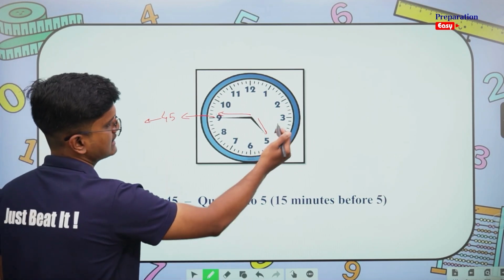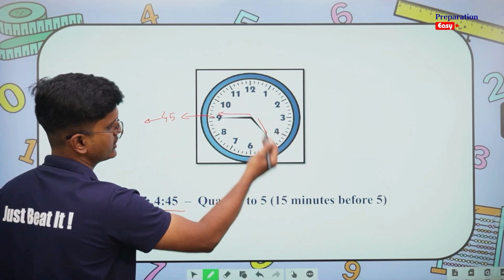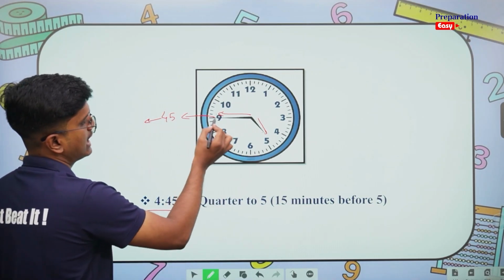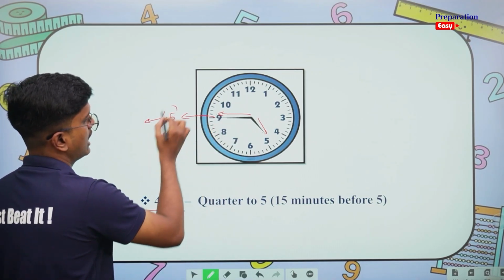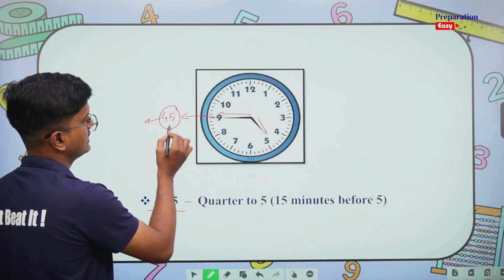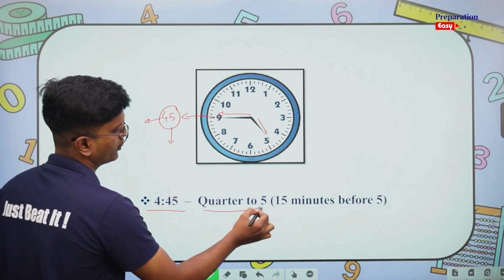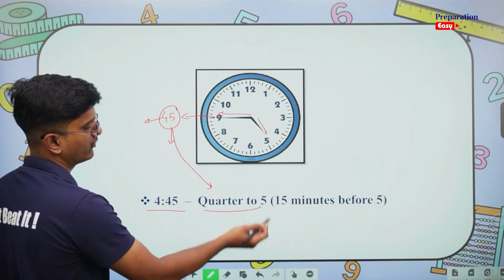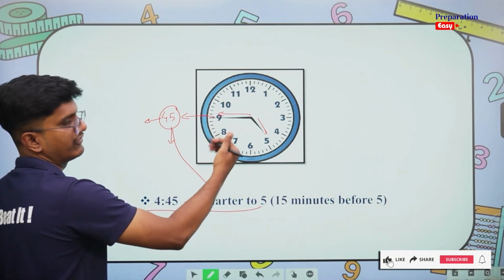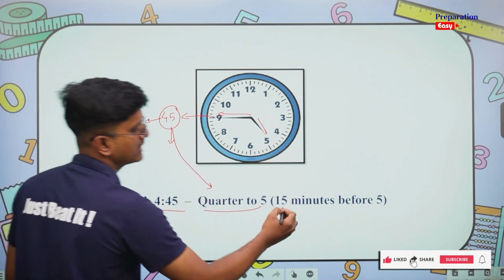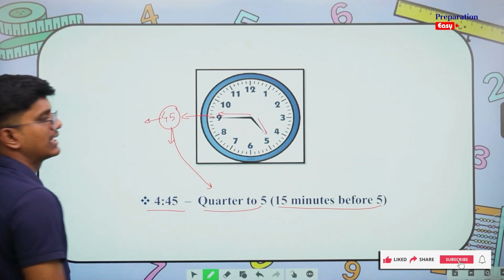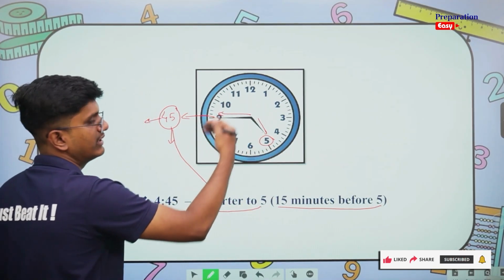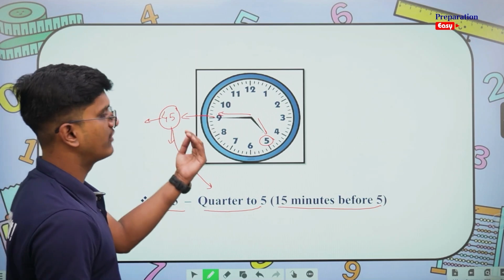So the hour hand is in between 4 and 5. It's not exactly on 5, it's in between 4 and 5. And the minute hand is on 9. 9 means how much? 45. So we will say it as quarter to 5. 45 means 4:45 means quarter to 5. So we are left with 15 minutes to 5. So 15 minutes before 5. To 5 o'clock, we are left with 15 minutes.